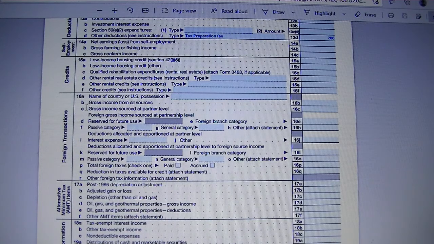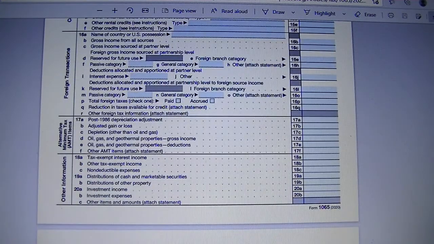You have foreign transactions, so if you conduct business abroad, that should go on that side. On that side, you will complete it as well. You have alternative minimum tax. Depending on what your situation is, you may not need to put anything on line 17A.